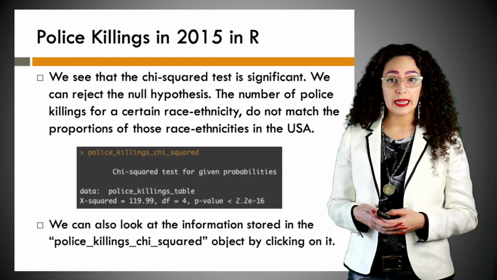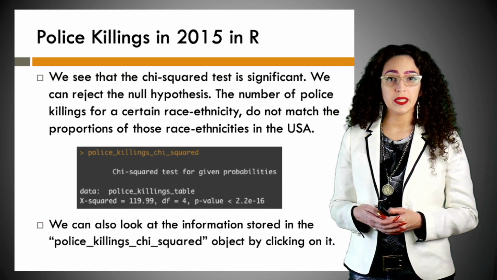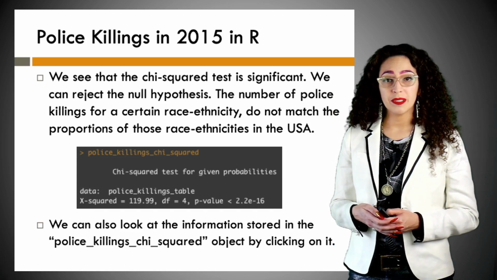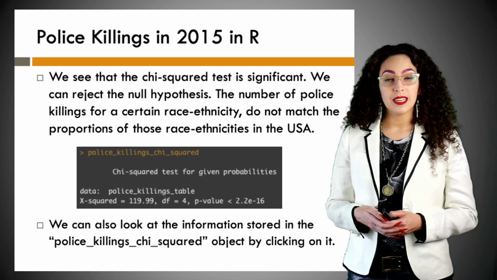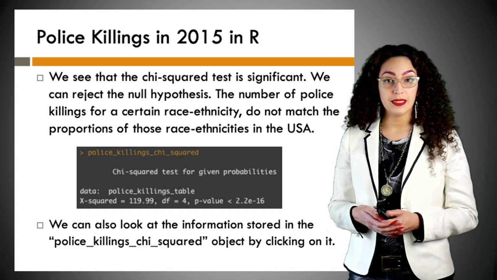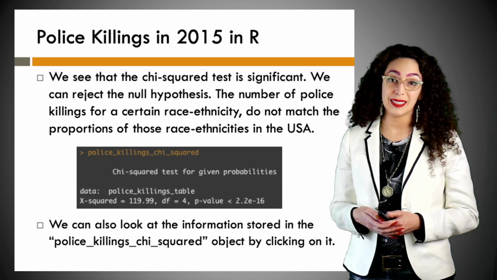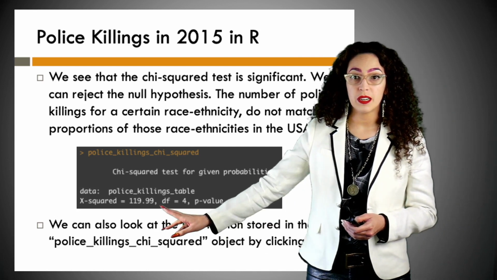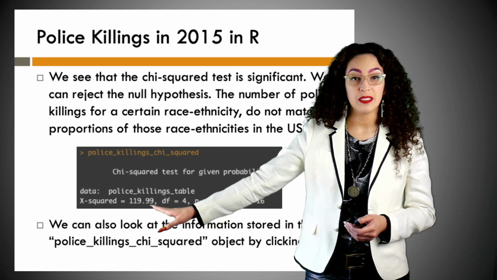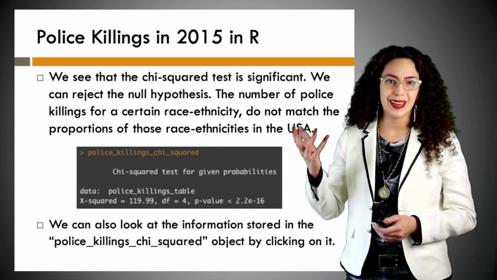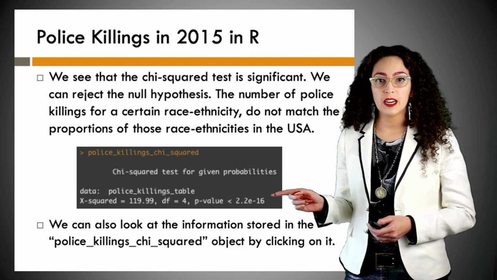So if you run all that and look at the results, we can see that the chi-squared test is certainly significant. We can reject that null hypothesis. The number of police killings for a certain race ethnicity do not match the proportions of the race and ethnicity in the United States. So if we look here, this is our chi-squared test statistic, about 120, which is definitely bigger than that 9 point something that we needed to beat. And our p-value confirms this.